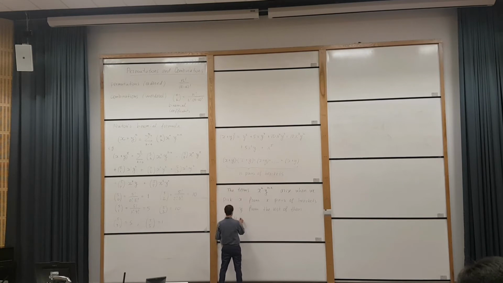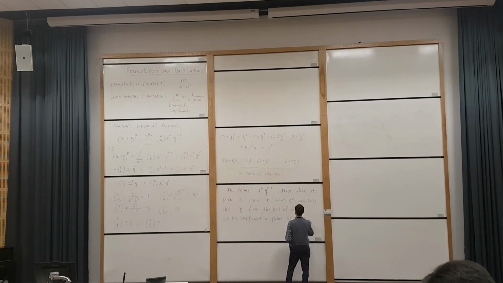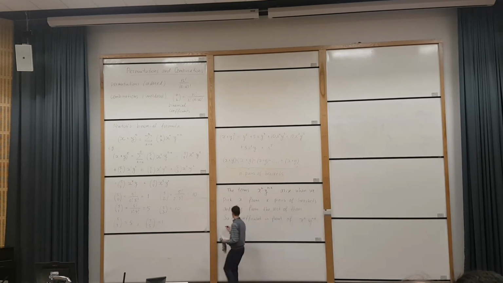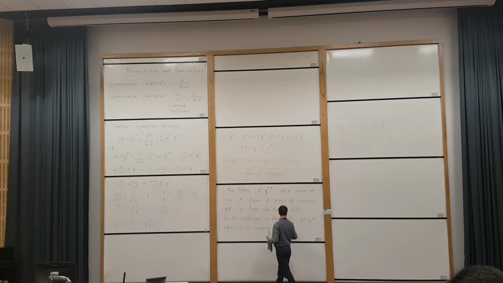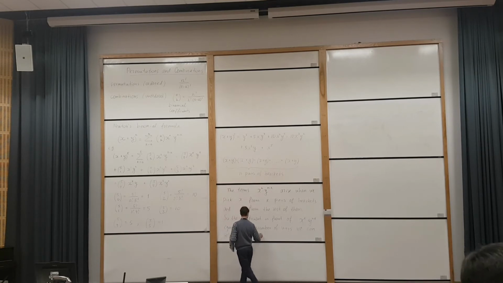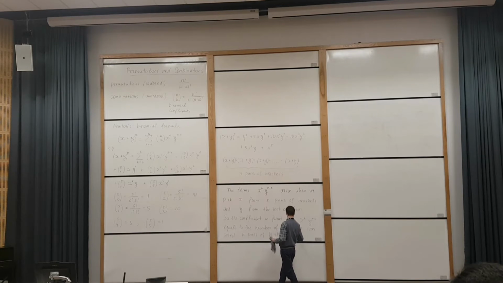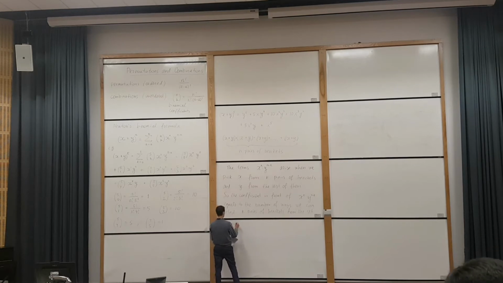So, the coefficient in front of x to the k, y to the n minus k, equals the number of ways we can select k pairs of brackets from the set of n pairs.